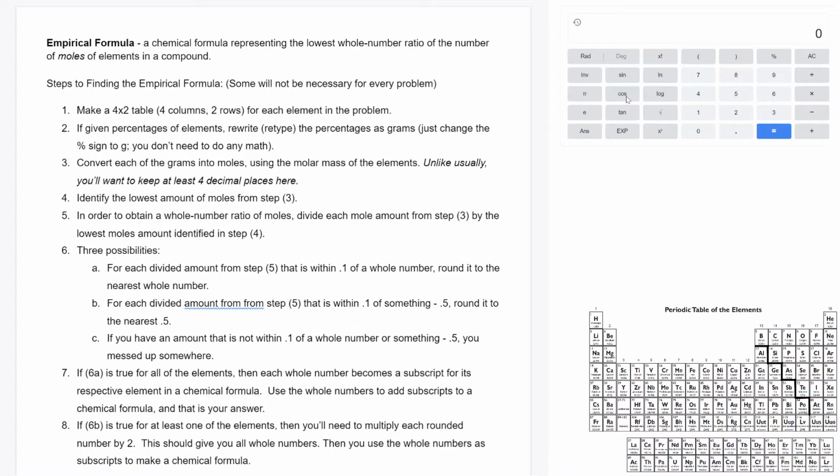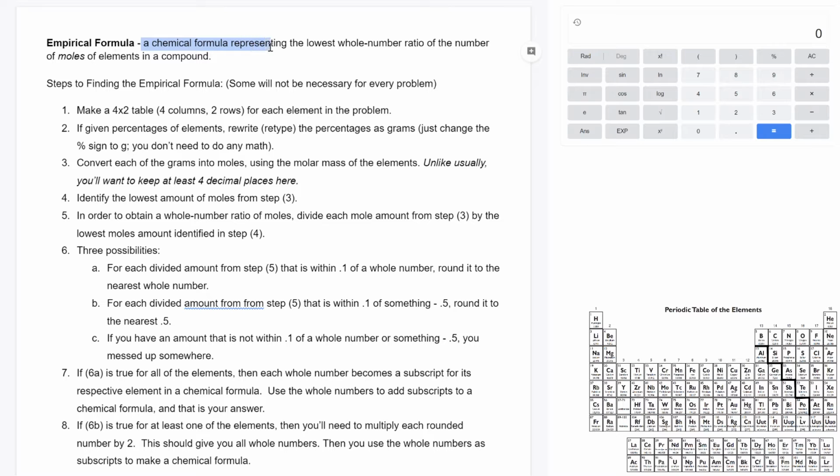Today, we're going to look at how to solve empirical formula problems. It's a kind of lengthy process, but once you get the hang of it, it's very replicable and shouldn't be too difficult. So first, here we've got a definition.